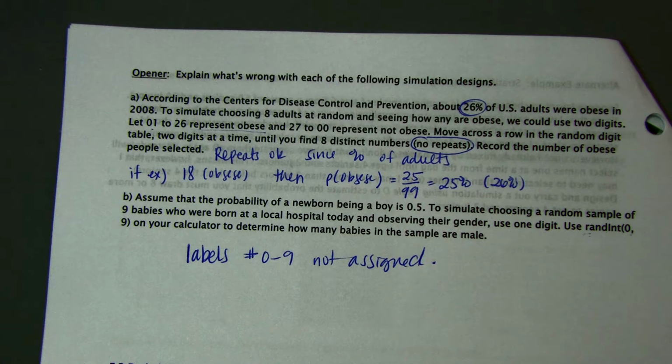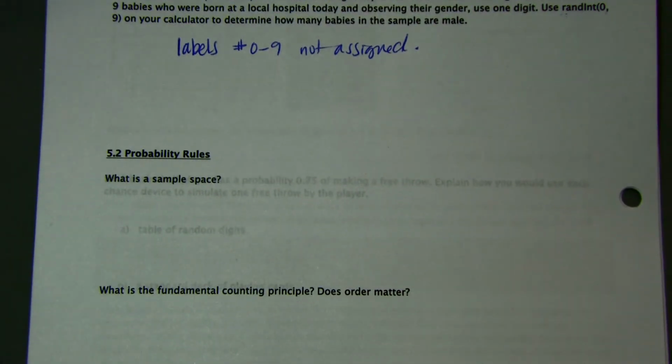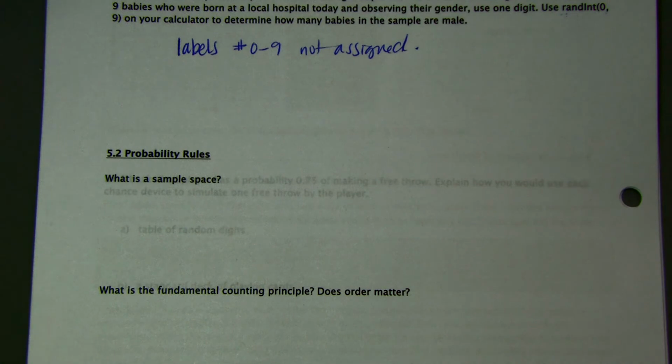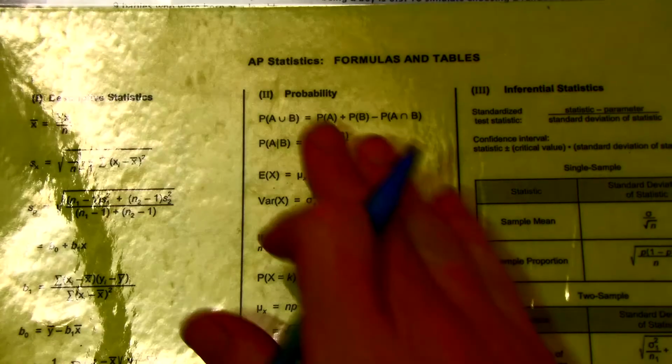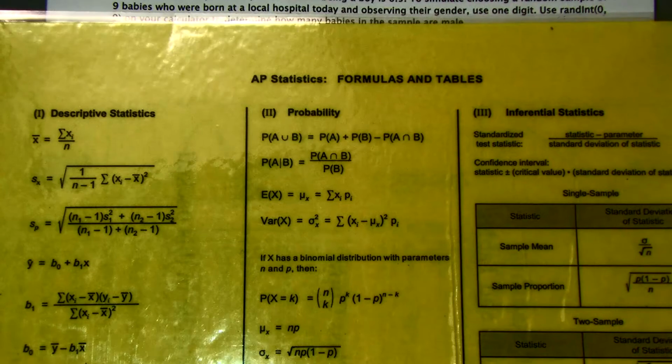So we're going to get into our probability rules today. If you don't already have your packet of formulas and tables, now would be a good time to do so. We are now going to be in the middle column in our formula sheet, all these formulas about probability. Now we're not going to do all of these in this chapter, chapter 5, but we're going to get through the first couple of them here.